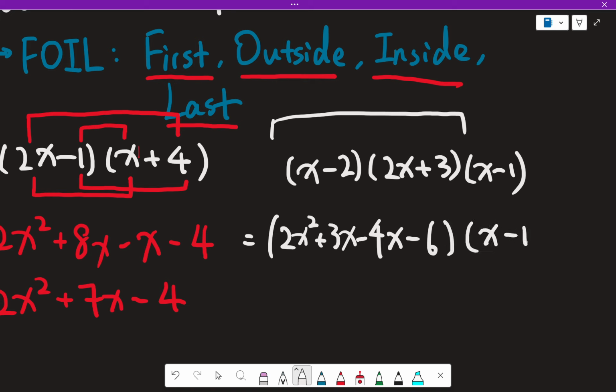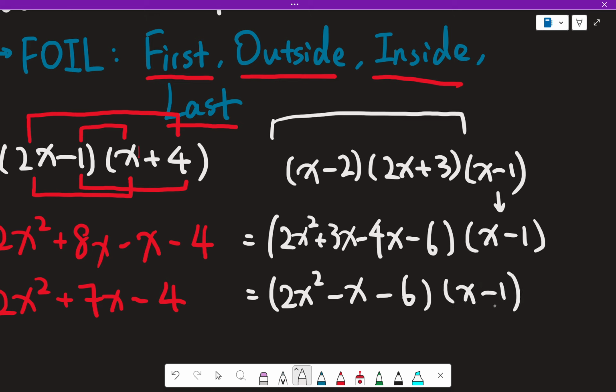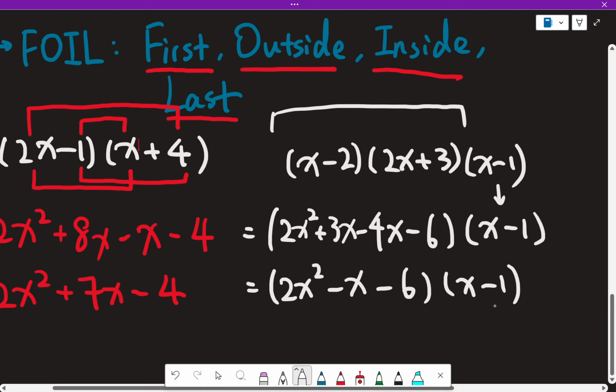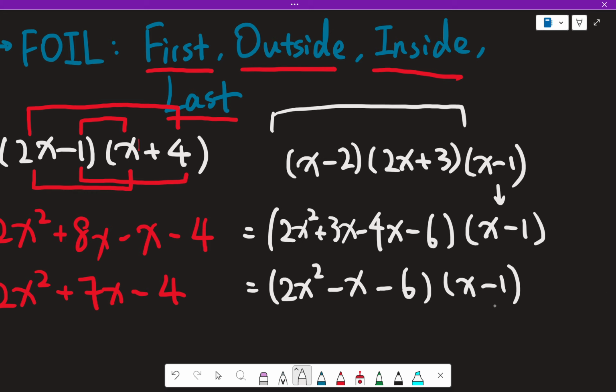And the last bracket, we just copy down. And then, let's simplify this bigger bracket here first by combining like terms. So we can combine the middle 2 terms together, which gives us -x and -6. And we have a binomial at last. So now it becomes the multiplication between a trinomial and a binomial.